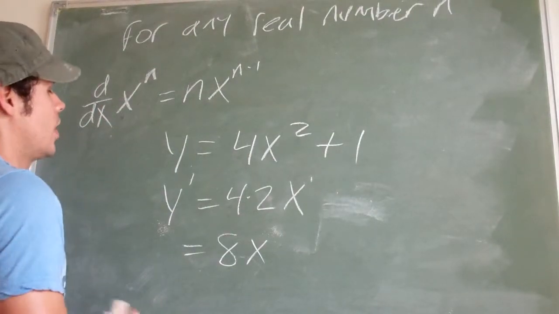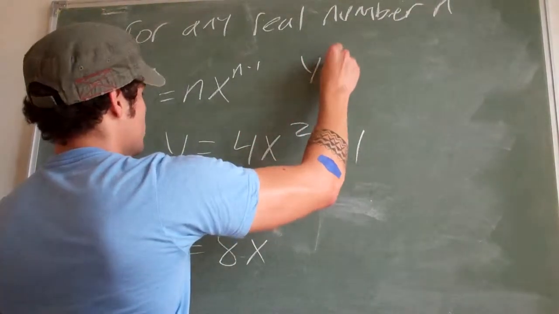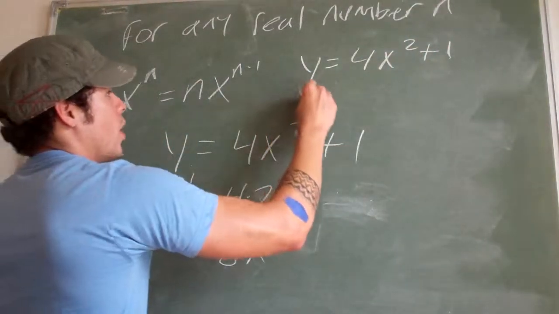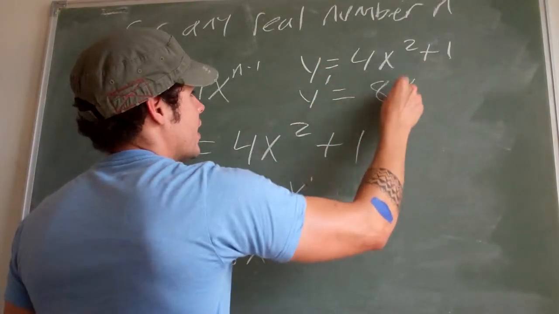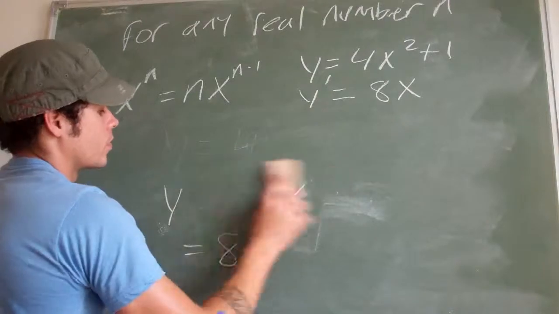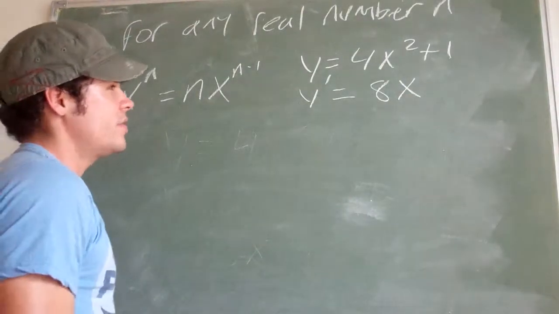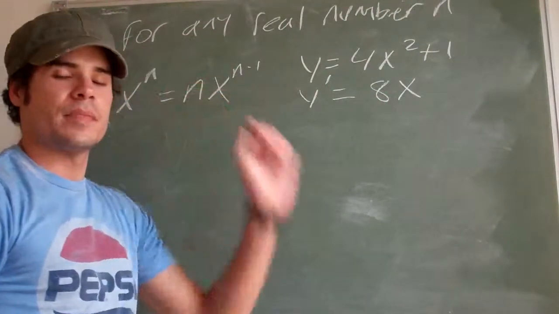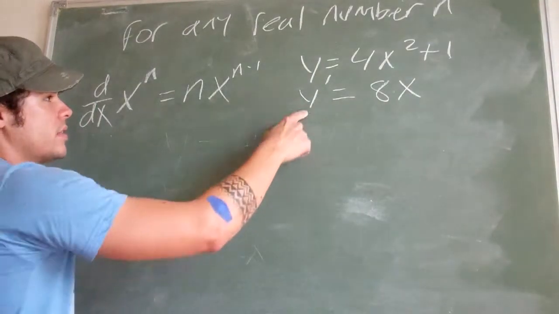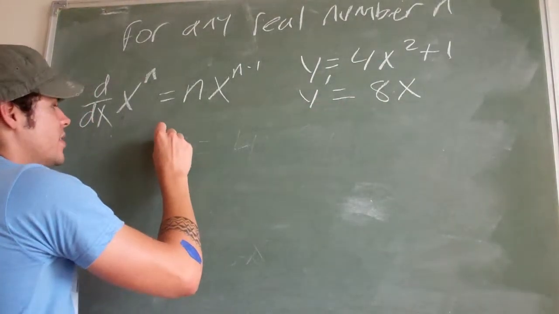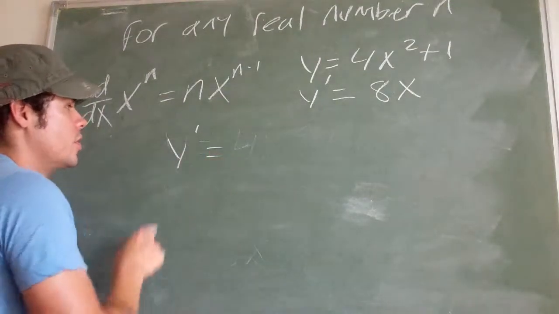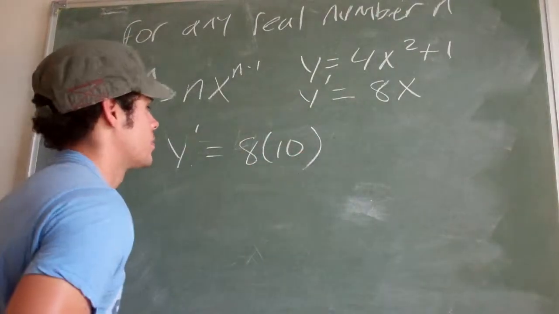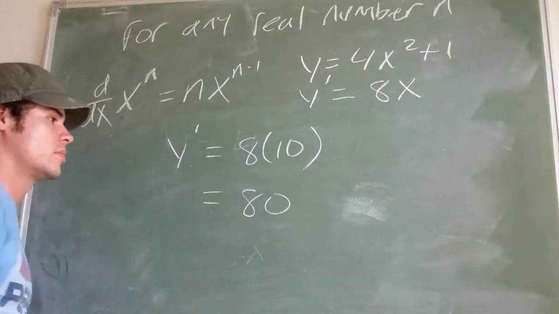Now, I said here that y is equal to 4x squared plus 1. Okay, and y prime is equal to 8x. Well, what if somebody told me, well, what is the slope of the line at 10? Well, okay, all I need is x equals 10, so I can say y prime, or the slope of the line, is equal to 8 times 10, which is equal to 80. It's a pretty big slope.